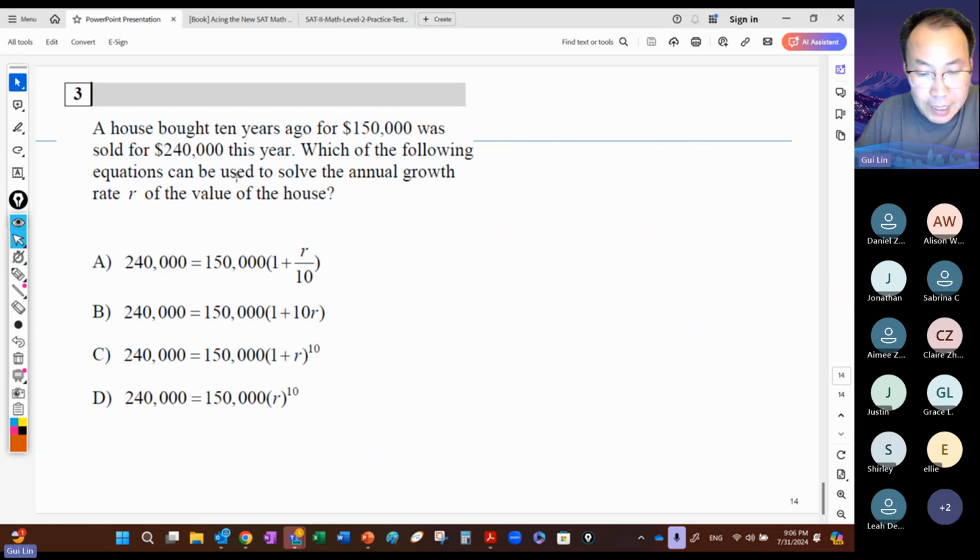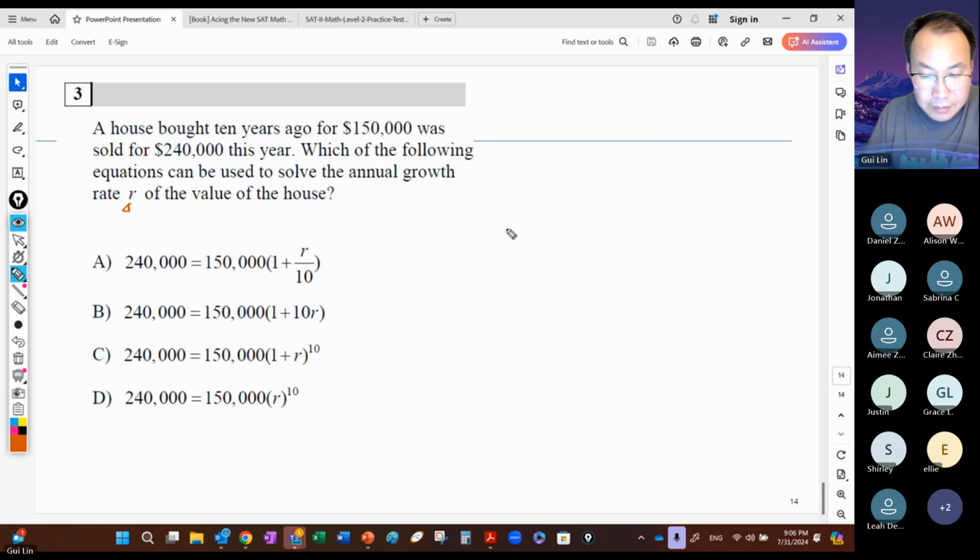A house bought 10 years ago for 150,000 was sold for 240,000 this year. So it was bought 10 years ago for 150,000, and right now it has grown to 240,000, just like your house. Ten years ago we bought it, and now the price has increased and you make money. Which of the following equations can be used to solve for the annual growth rate R of the value of the house?